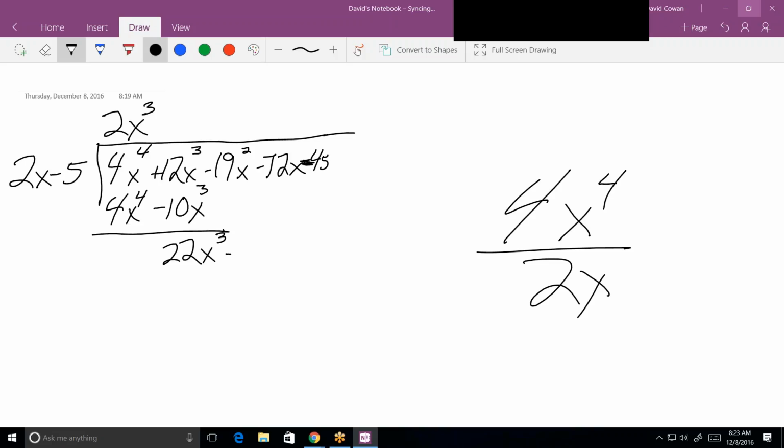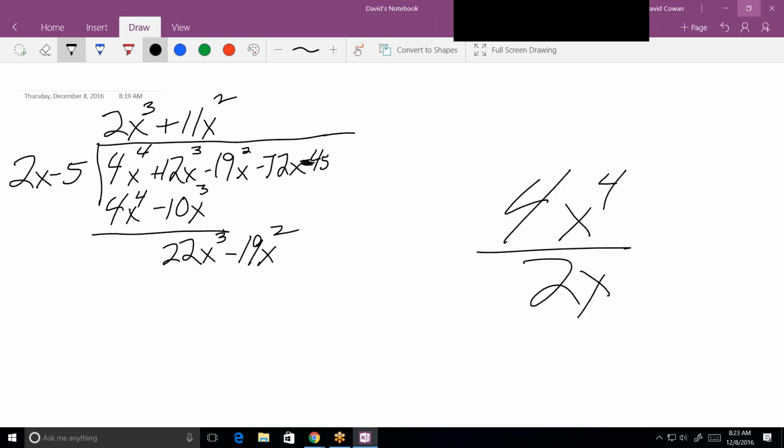Bring down the 19. When you do long division, you bring down the next term. Like that, right? Now repeat. That's all it is. It's repeating until we get to the final answer. So what's 2x divided into 22x cubed? 11x squared. Okay, and that's a plus. You do need the plus sign there.